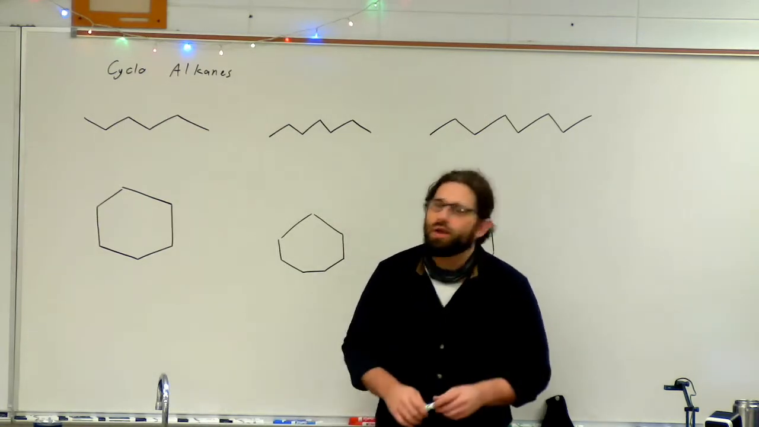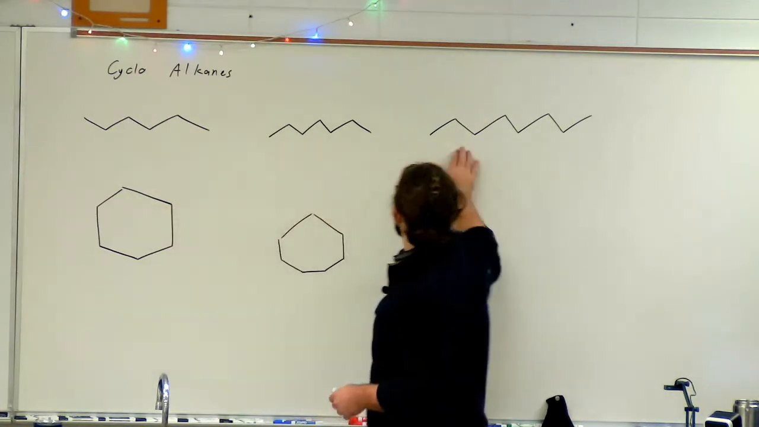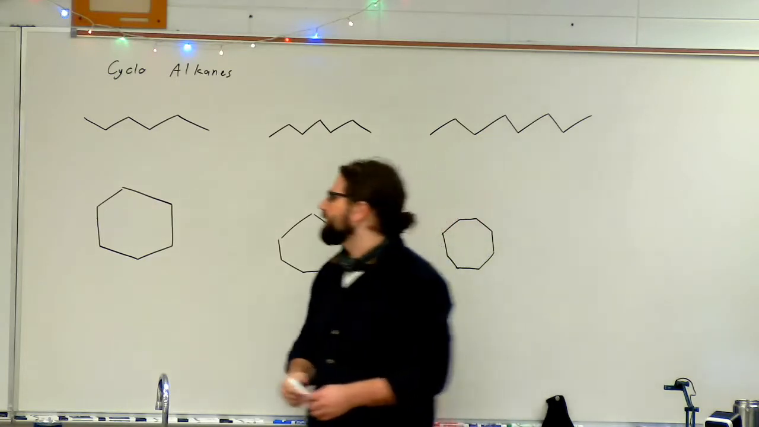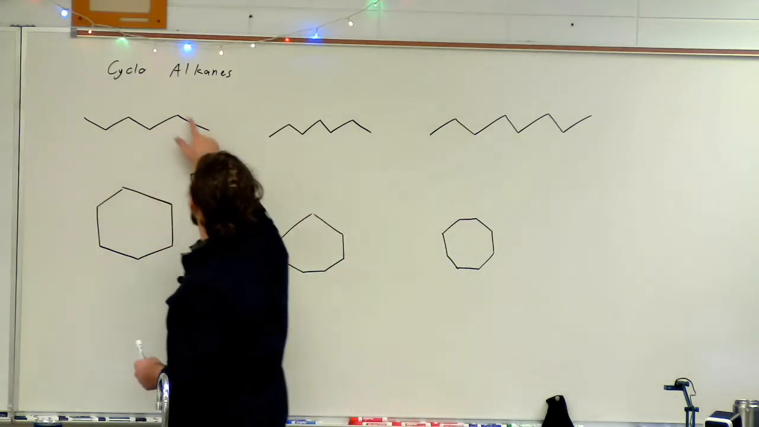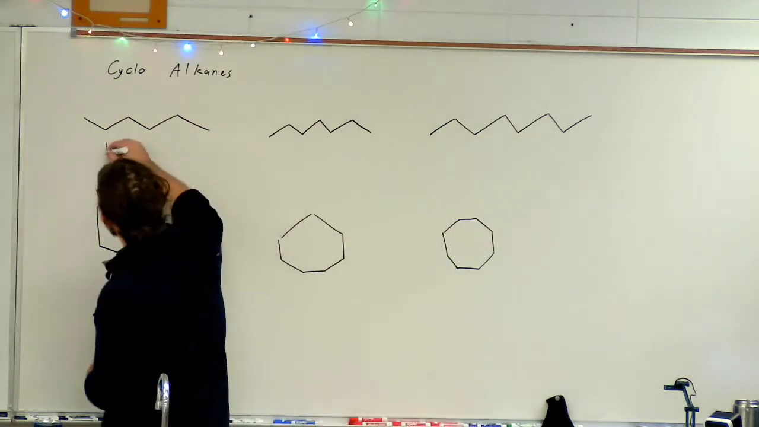I have drawn up here 3 carbon chains. Let's go through these and name them really quickly. I've got a 1, 2, 3, 4, 5, 6 carbon chain. This is going to be a hexane.